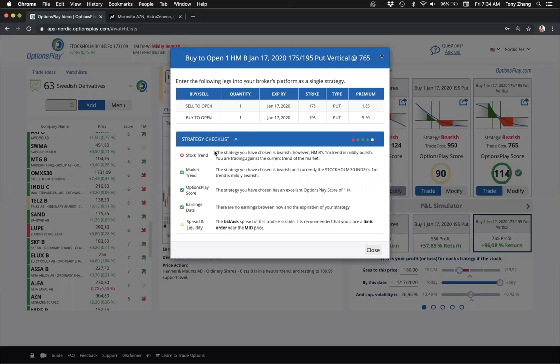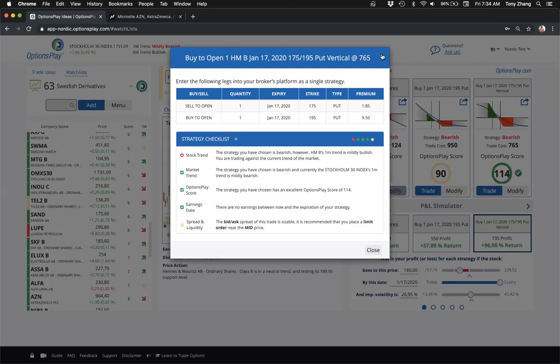We want you to understand whether you're trading with the trend or against the trend of the stock, whether you're trading against the trend of the market. The OptionsPlay score, which is the risk metric that I just spoke to you about. We also check to see if there are earnings between now and the expiration date of your strategy. In this particular case, there isn't. And we also look at the bid-ask spread to get a sense for liquidity as well.